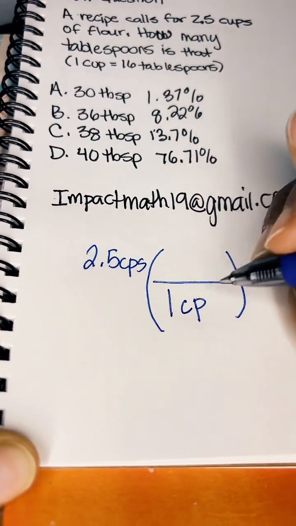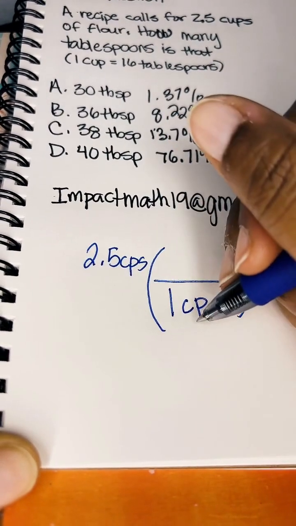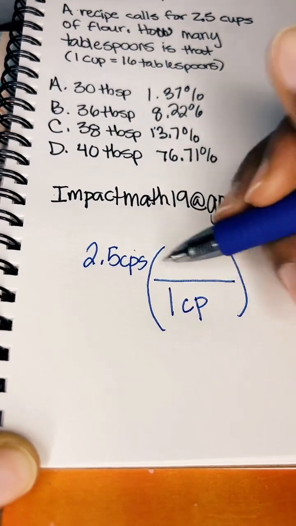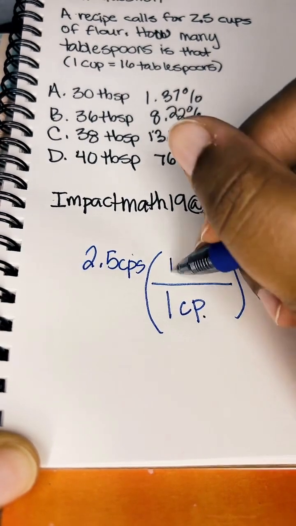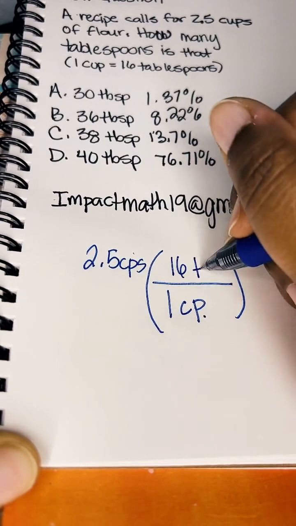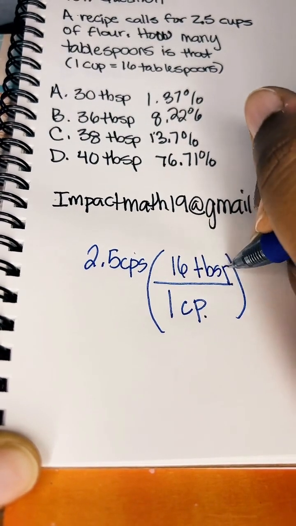1 cup. Good. 1 cup on the bottom, because it has to cancel out. And then 16 tablespoons on top.